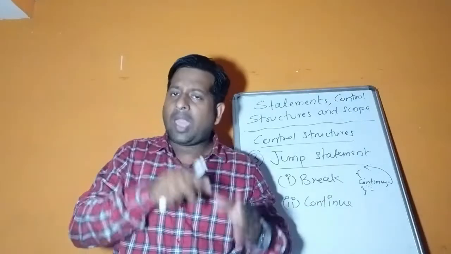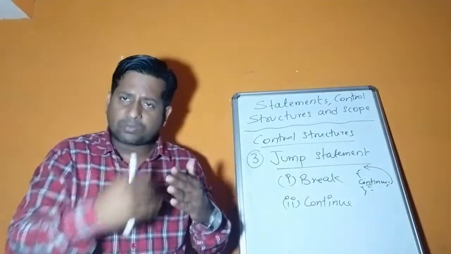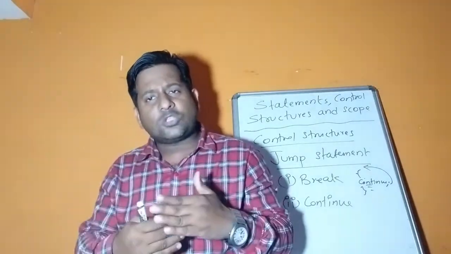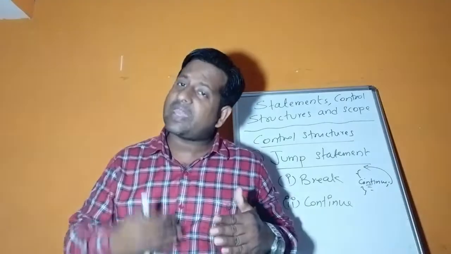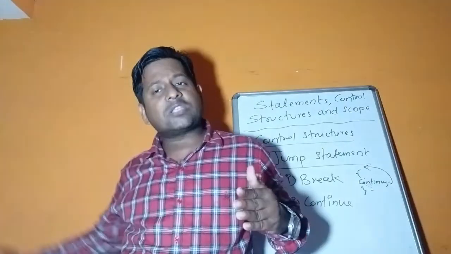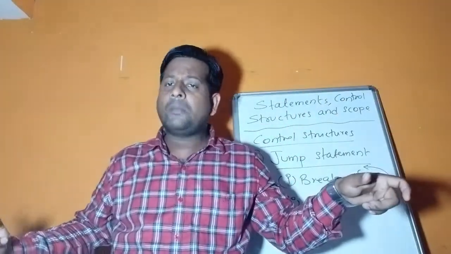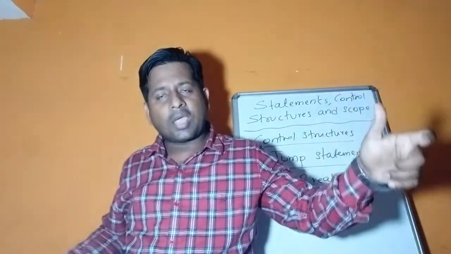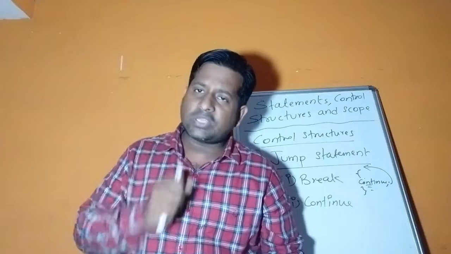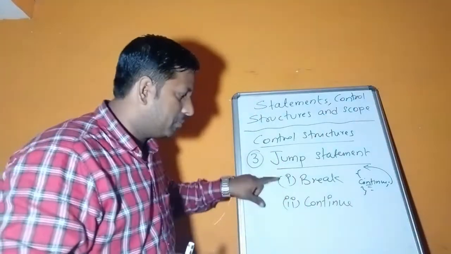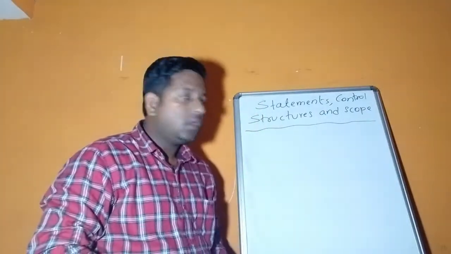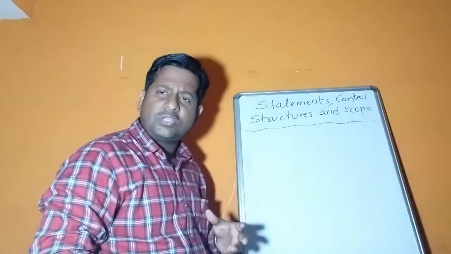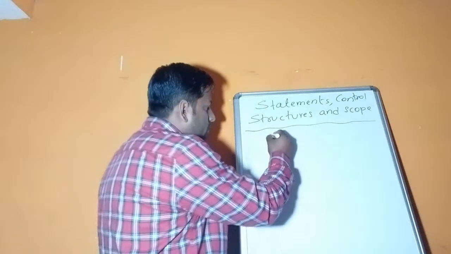Both work the same way: the statements below break, as well as the statements below continue, will not get executed. They only transfer the control. They jump from one place to another. Continue goes to the beginning, break goes to the end. So this is the jump statement. We have two different types, break and continue. So we understood what statements and control structures are. Now let us move to the scope part.